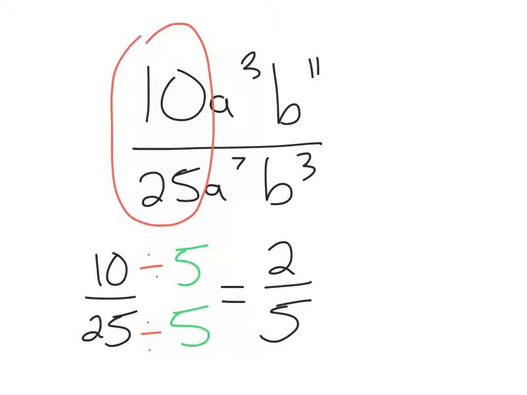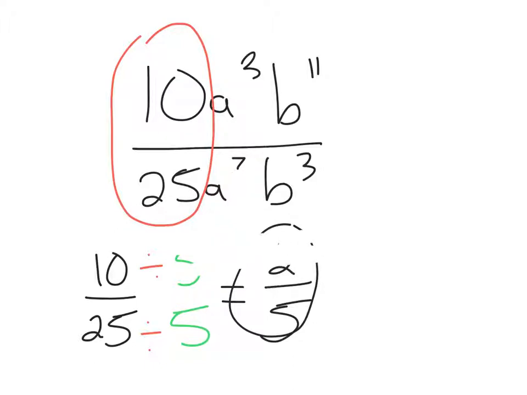I cannot reduce that any further because both 2 and 5 can't both be divided by the same thing. The only thing I can divide 2 by to make it smaller would be 2, and 5 divided by 2, very similarly, would give me just a decimal. And I don't want that. So this is as far as that is going to reduce, is to 2/5.